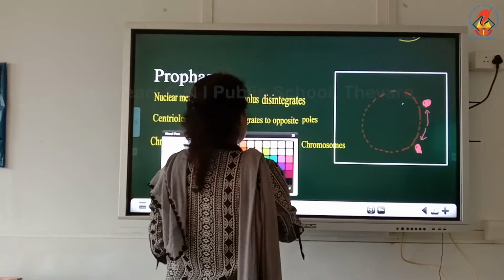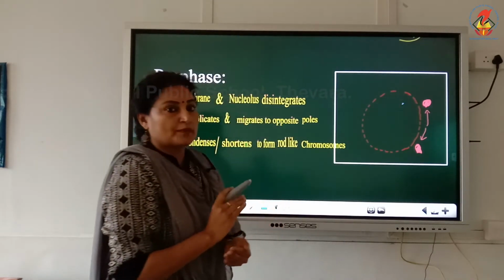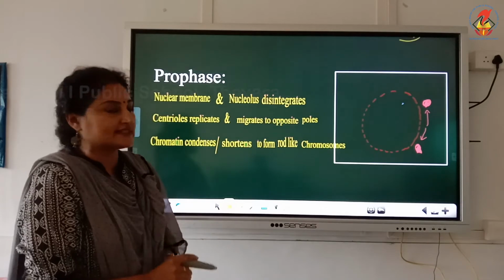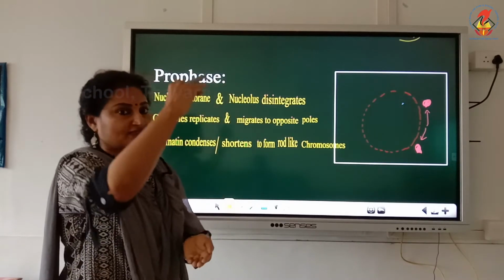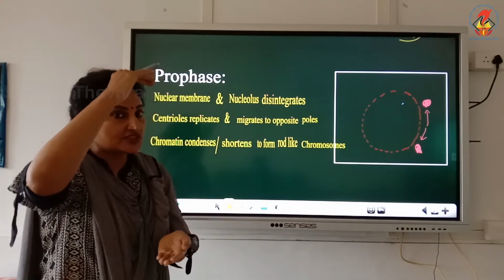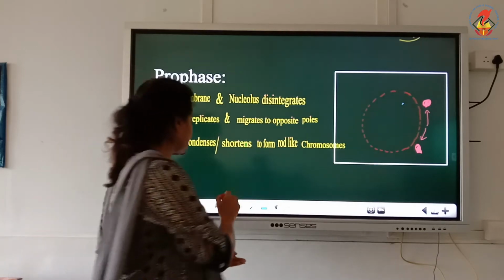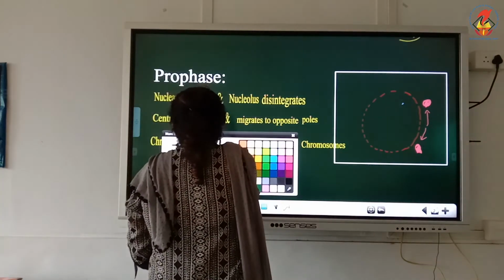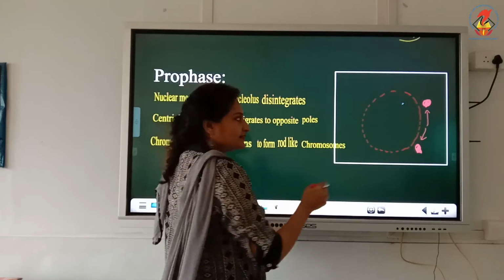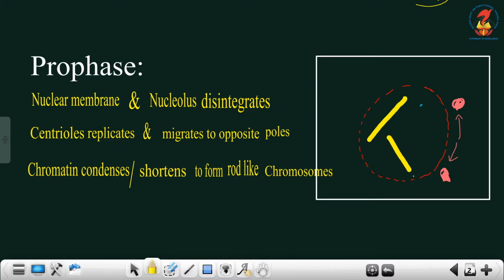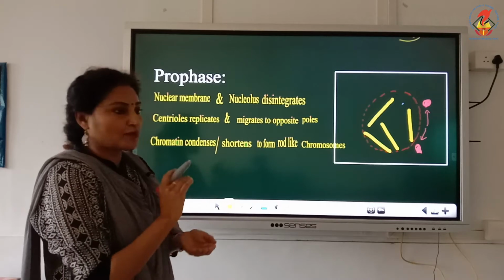Then about the chromosomes. As I told you, the chromosomes are undergoing condensation. Here the chromosomes condense from thread-like structures and become rod-like structures and slightly thicker. So, I am making the nib slightly thicker. See, we can see now there are 4 threads. Now, the 4 threads became 4 rods by the process of condensation.